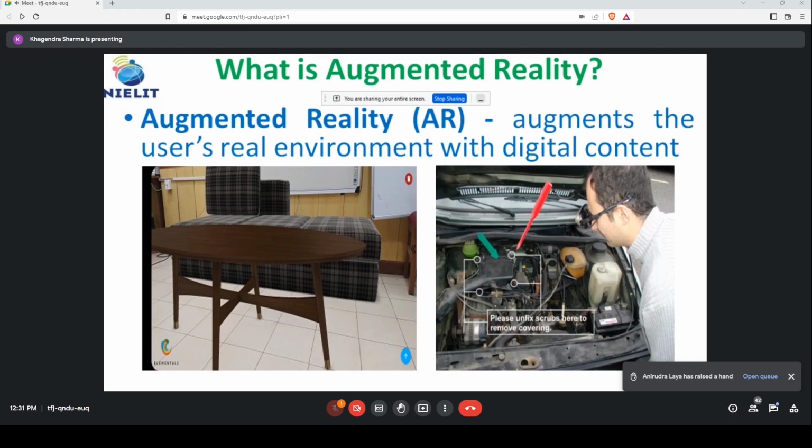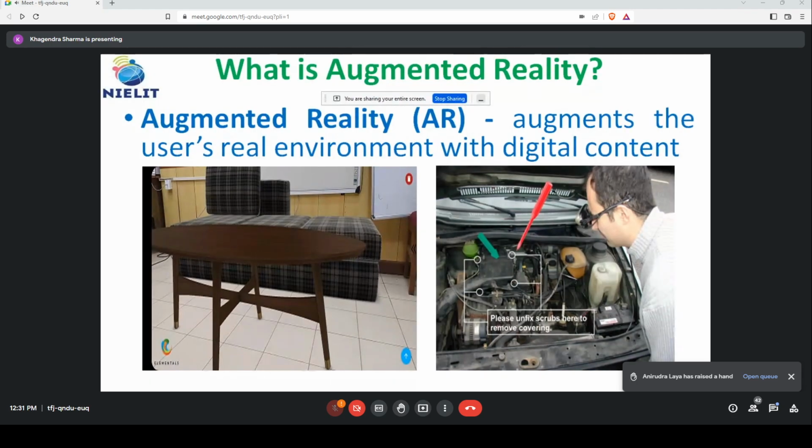But using AR in that particular room, I can have some digital content, which in this case is the models of the tables and the sofa basically. Similarly, the other image is also an application of AR, just to demonstrate the concept.